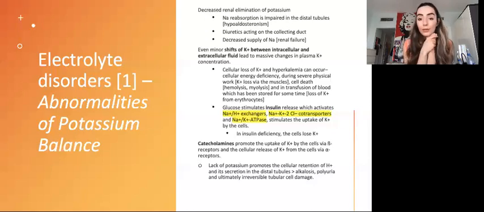And then catecholamines also promote the uptake of potassium by the cells via the beta receptors, and the release of potassium from cells via the alpha receptor. The effects of lack of potassium: it induces cellular retention of hydrogen and its secretion from distal tubules, alkalosis and polyuria, and eventually irreversible tubular damage.